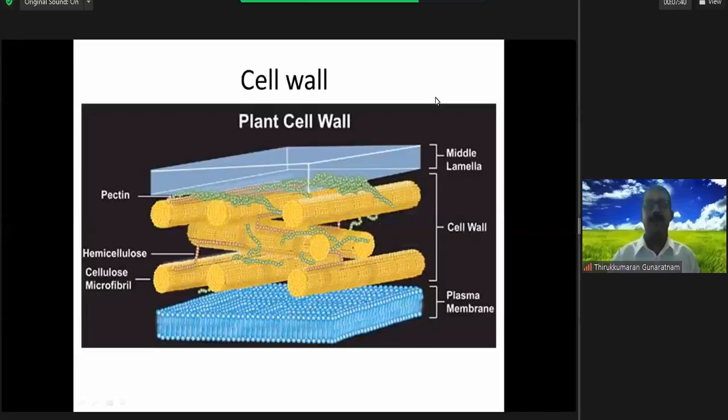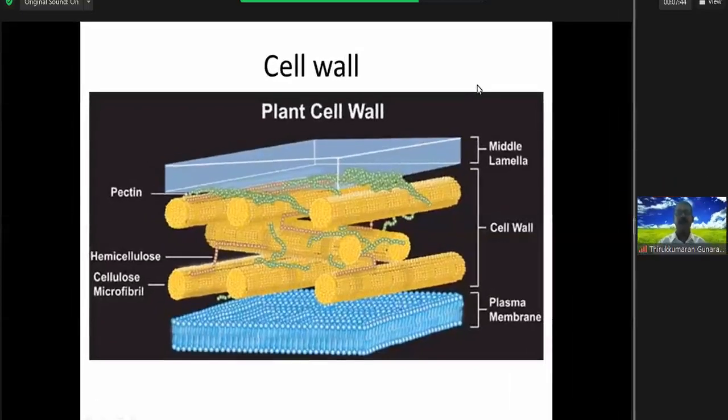Already we have studied plant cells and animal cells. We have studied including the virus and bacteria, and we have learned from the microorganisms. Then the plant cell: we are very much concerned about the plant cell in the case of biotechnology. So the important characteristic of the plant cell is the plant cell wall.